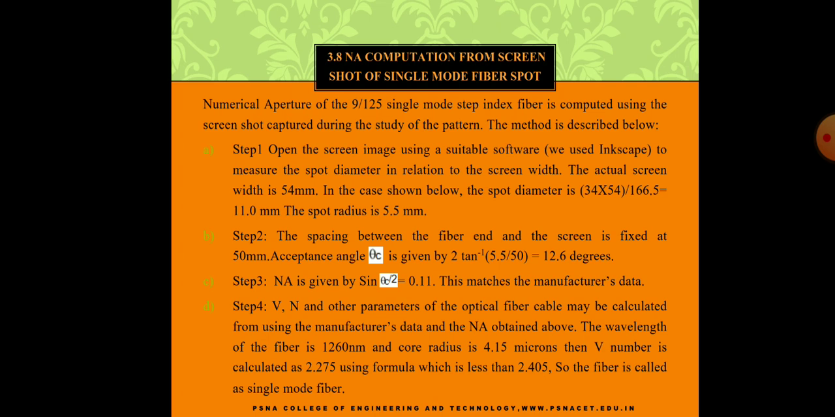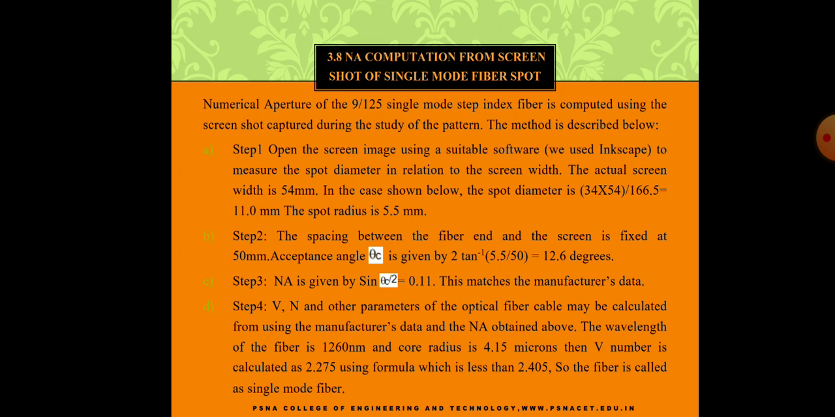Now we calculate the acceptance angle. Theta c is given by 2 tan inverse of 5.5 divided by 50, which is equivalent to 12.6 degrees. Here 5.5 is our spot radius and 50 is the distance from the screen to the mount to which we connect the cable connector. In step 3, the numerical aperture is given by sin of theta c divided by 2, which is equivalent to 0.11. This matches the manufacturer's data.